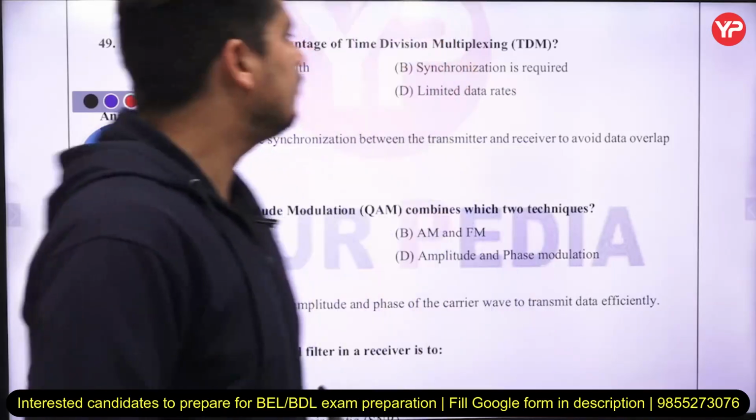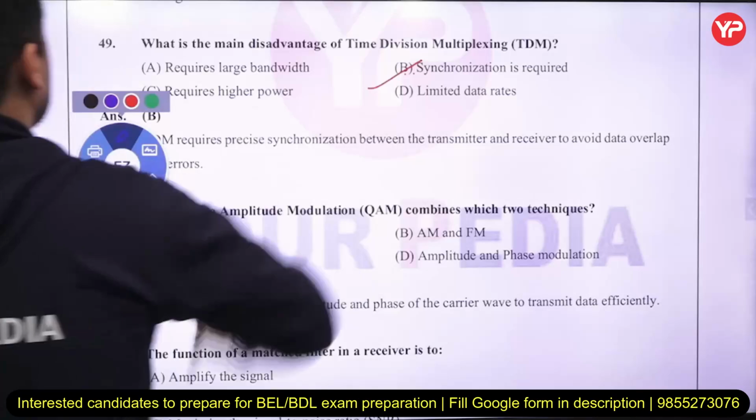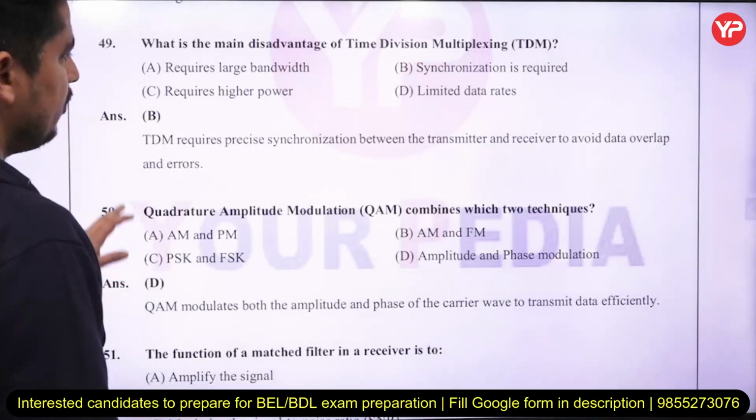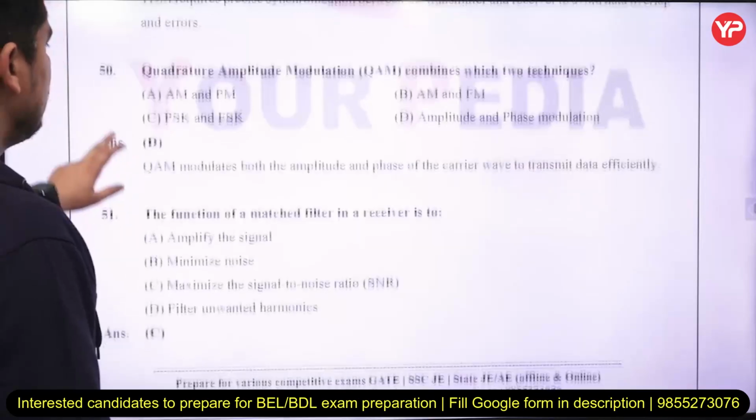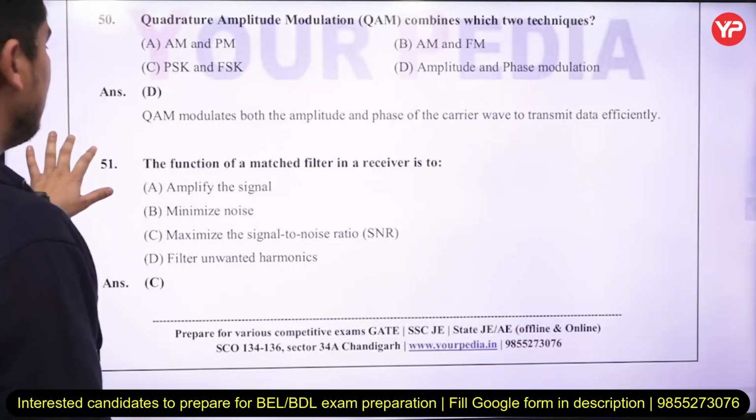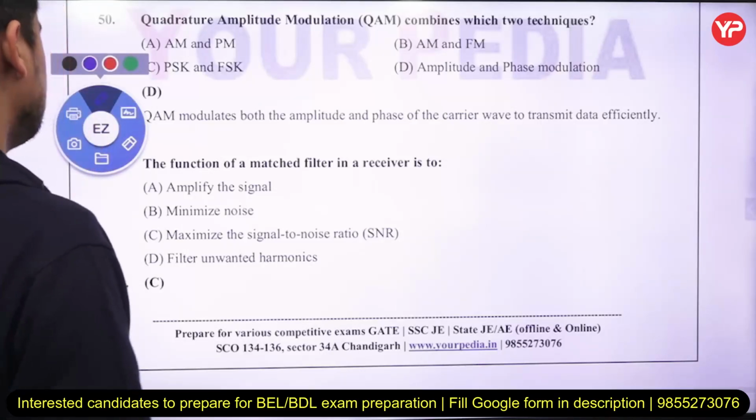So in TDM, what is the main thing? Synchronization is required. That is the main disadvantage. This is the most difficult thing to capture. Quadrature amplitude modulation combines which two things? See, whenever you talk about quadrature, QAM is mainly a mixture of amplitude and phase modulation, right?